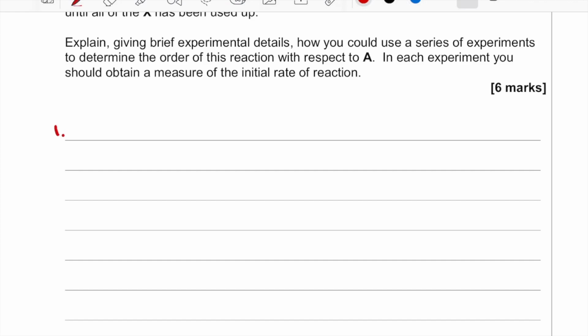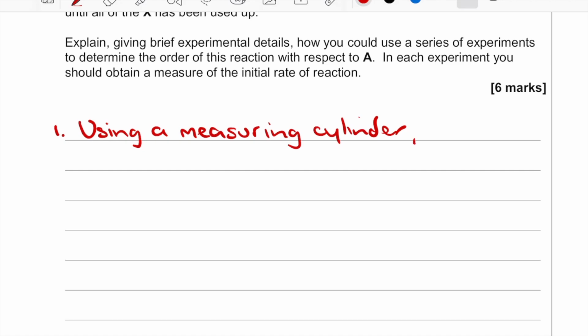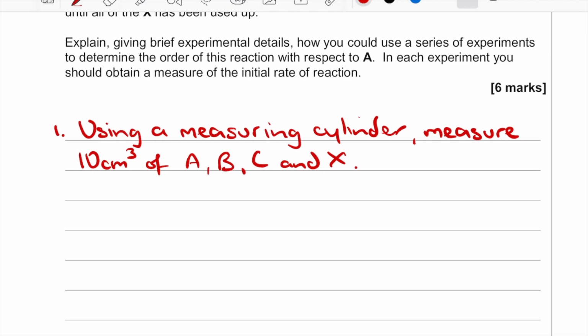step 1, I guess you have to try and write it like a practical. I mean, you don't know exactly what volumes to use. I think if you're just using sensible equipment and sensible volumes, I think that's fine. So using a measuring cylinder, measure, and like I say, we don't really know yet what they should be, but we'll just say 10 centimeters cubed of A, B, C, and X. So they are the 4 things that we are going to be adding together.